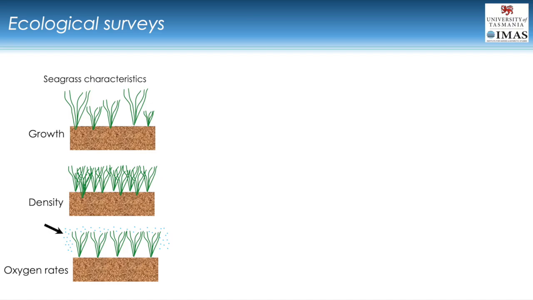Hi, my name is Marianne Pelletier, and I'm a PhD student here at the University of Tasmania. My portion of the study will be to look at the environmental impacts of coastal liming. I'll be looking at the seagrass characteristics, so growth, density, biomass, and primary production over the course of the year.